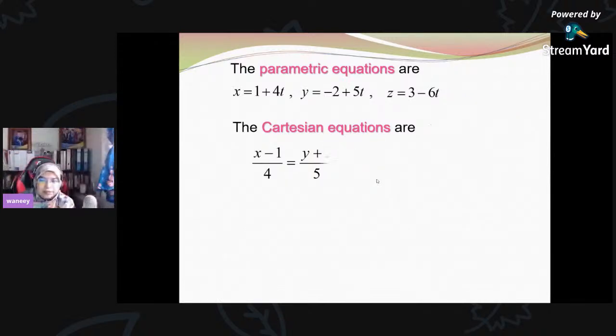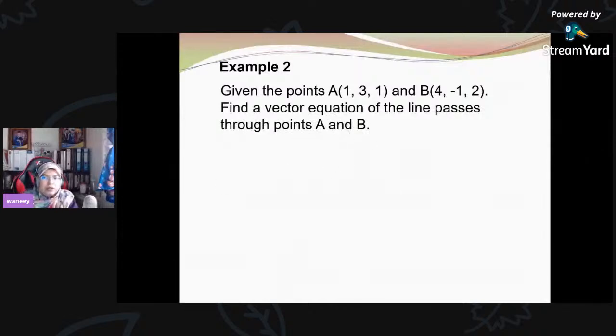Okay, next. Right, so example 2, given points A and B, find a vector equation of the line passing through points A and B. Okay, so we have a line, and then we have point A, we have point B. Do you guys remember what is the formula for the vector equation of the line? I ask, I answer: the formula is r equal to A plus tV, where A is any fixed point on the line. So this is the fixed point.